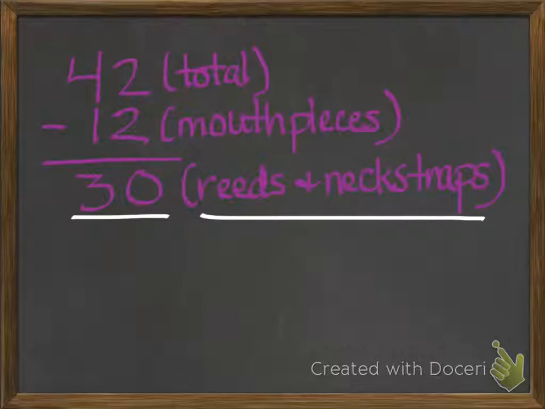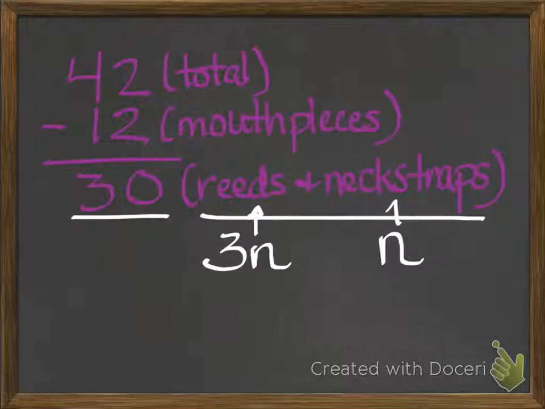Okay, I know that he has 3 times as many reeds as he has neck straps. So I don't know exactly how many neck straps he has, but I do know that he has 3 times as many of that equal reeds. Okay, so I'm going to put N for neck straps. I'm going to put 3N for the reeds. Okay, because 3 times the neck straps equals the amount of reeds. And then there's going to be 30 altogether of the neck straps and reeds. 3N plus N is going to equal that amount.